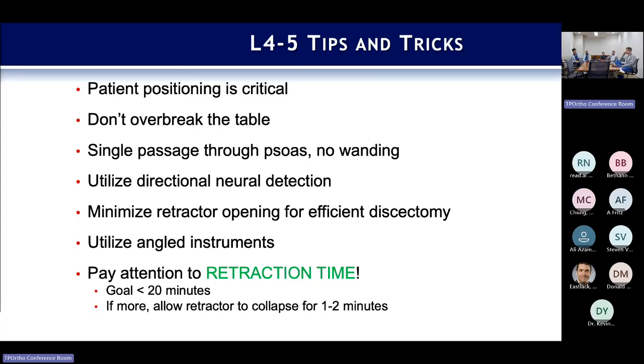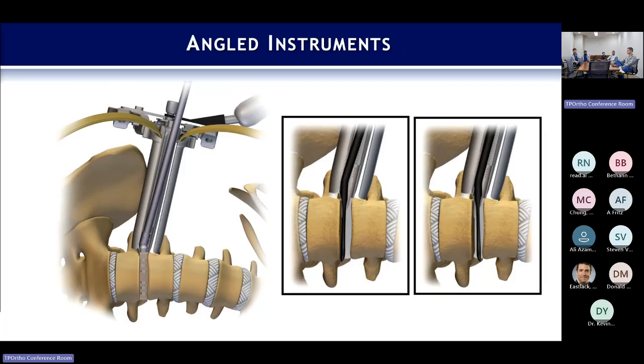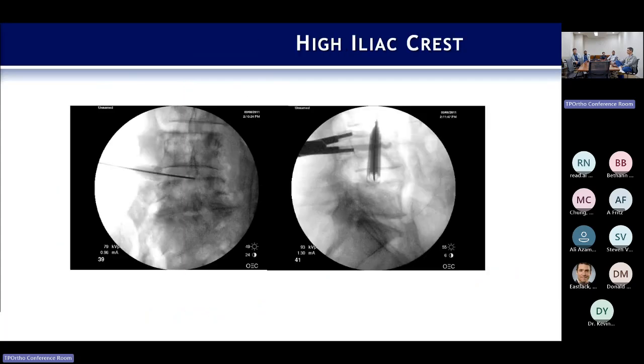So the other thing about 4-5 is positioning is really important. We don't overbreak the table. We like to do a single pass through the psoas. Try not to wand. Again, use your monitoring, minimize your retractor time. Use your angled instruments when you need to, to not put excess tension on the system. And then here's what that looks like with angled instruments. I'll show you on a couple of slides here.